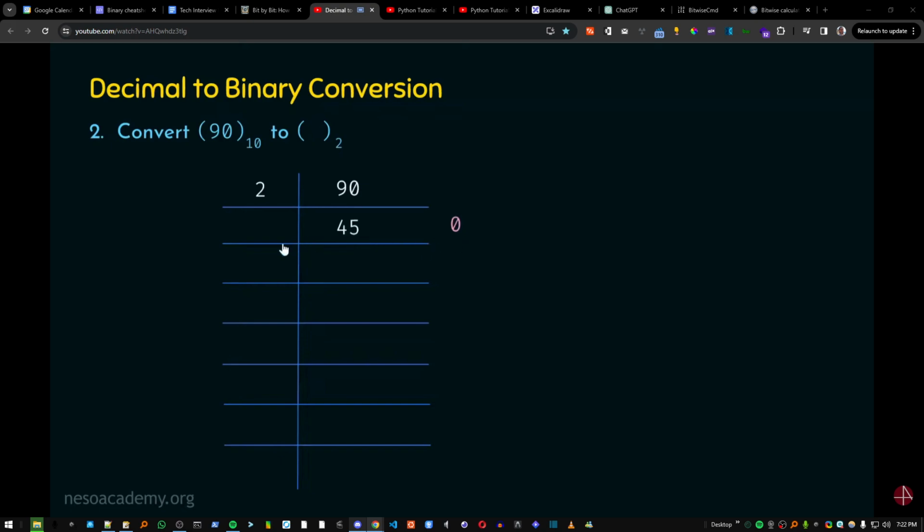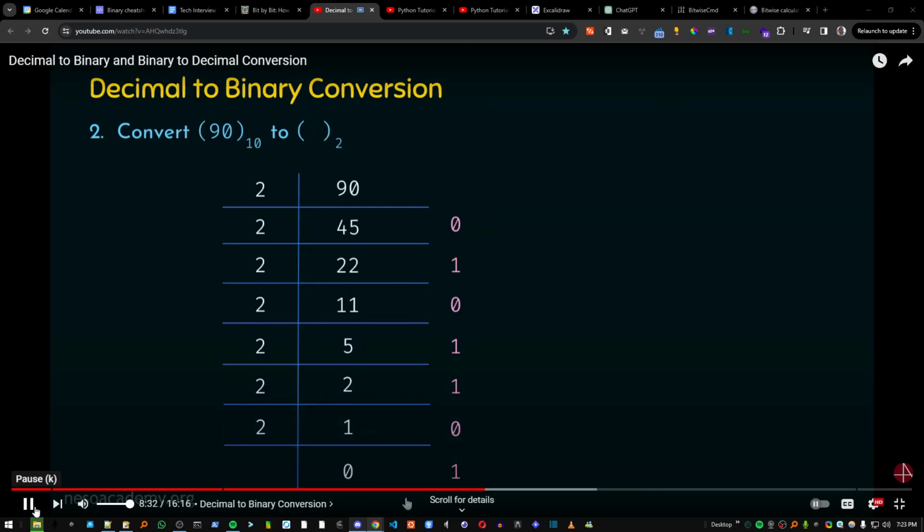Now we need to divide 45 by 2. We will get 22 as the quotient and 1 as the remainder. Now we divide 22 by 2. We will get 11 as the quotient and 0 as the remainder. Now we divide 11 by 2. We will get 5 as the quotient and 1 as the remainder. In the same way, we will get the other numbers as well. You can check this on your own. As soon as we get 0 as quotient, we need to stop.